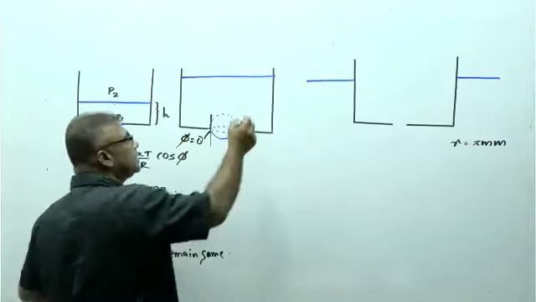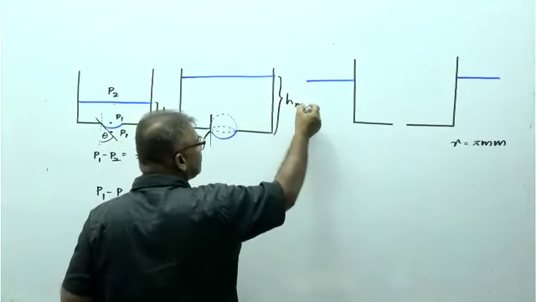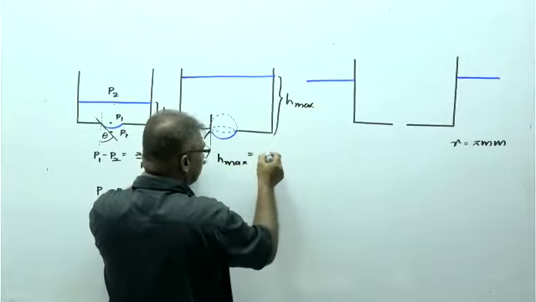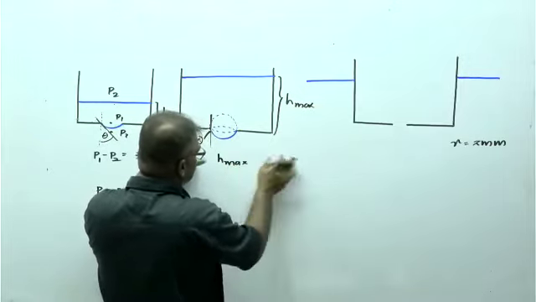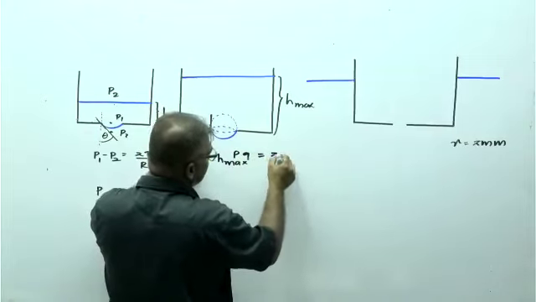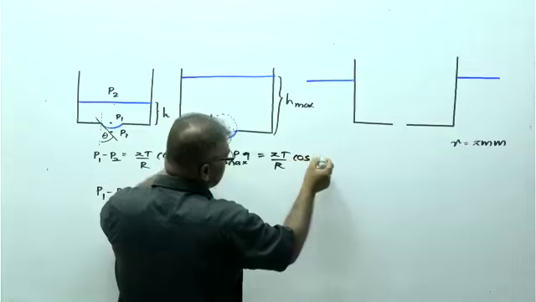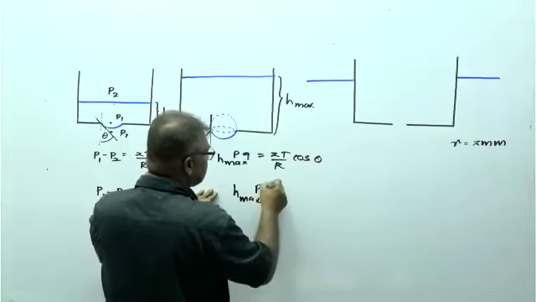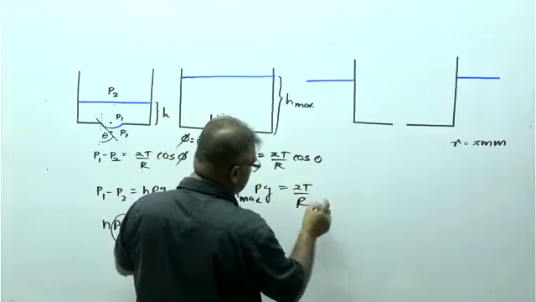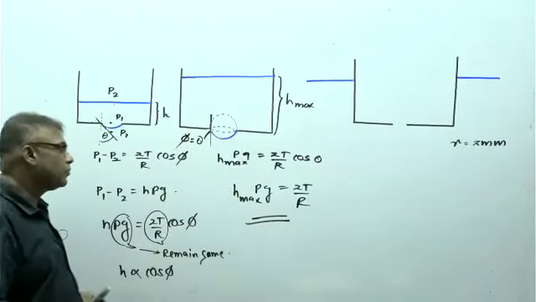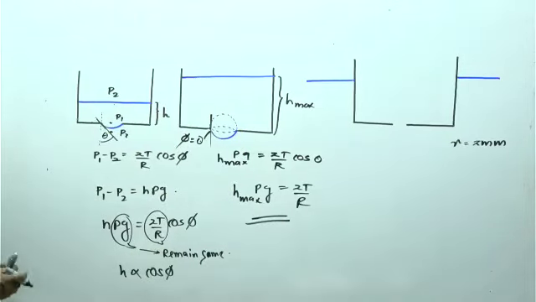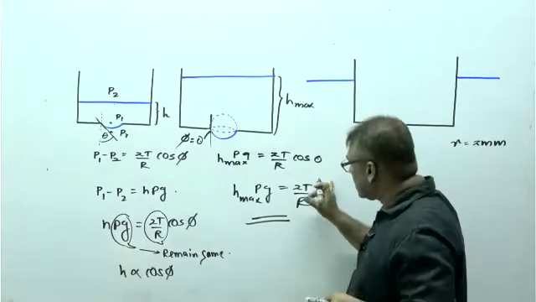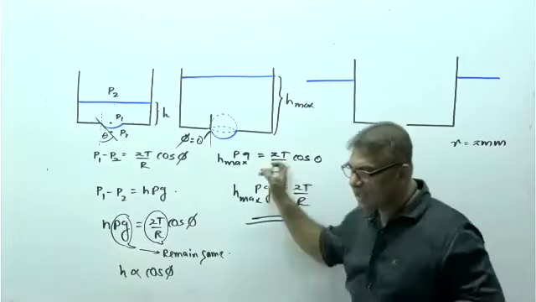At the maximum height, h max rho g equals 2T over r. Cos becomes cos 0. So h max rho g equals T over r. When we find the maximum height of water column that can be poured into the container, it is related with this equation, this calculation.